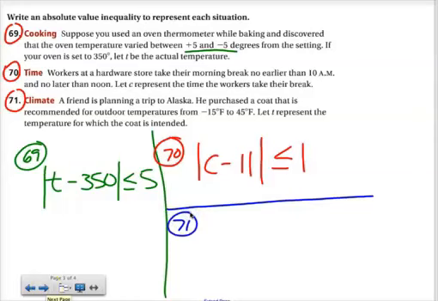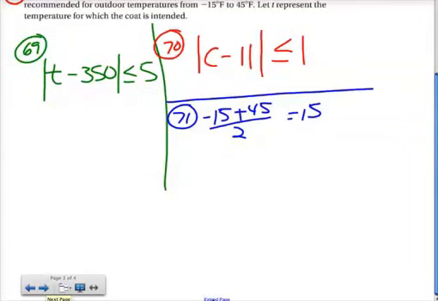Number 71, we're talking about climate here. A friend is planning a trip to Alaska. He purchased a coat that's recommended for outdoor temperatures from negative 15 to 45 degrees. Let T represent the temperature for which the coat is intended. Well, you might want to stop and do a little math here to figure out perfect. So we've got negative 15 on the low end, positive 45 on the high end, and we want to divide that by 2 because it's always the average that's right there in the middle. Or you could think of this as midpoint back from geometry. So negative 15 plus 45 is 30, and 30 divided by 2 is 15. So that's what we're considering the perfect temperature for this coat.